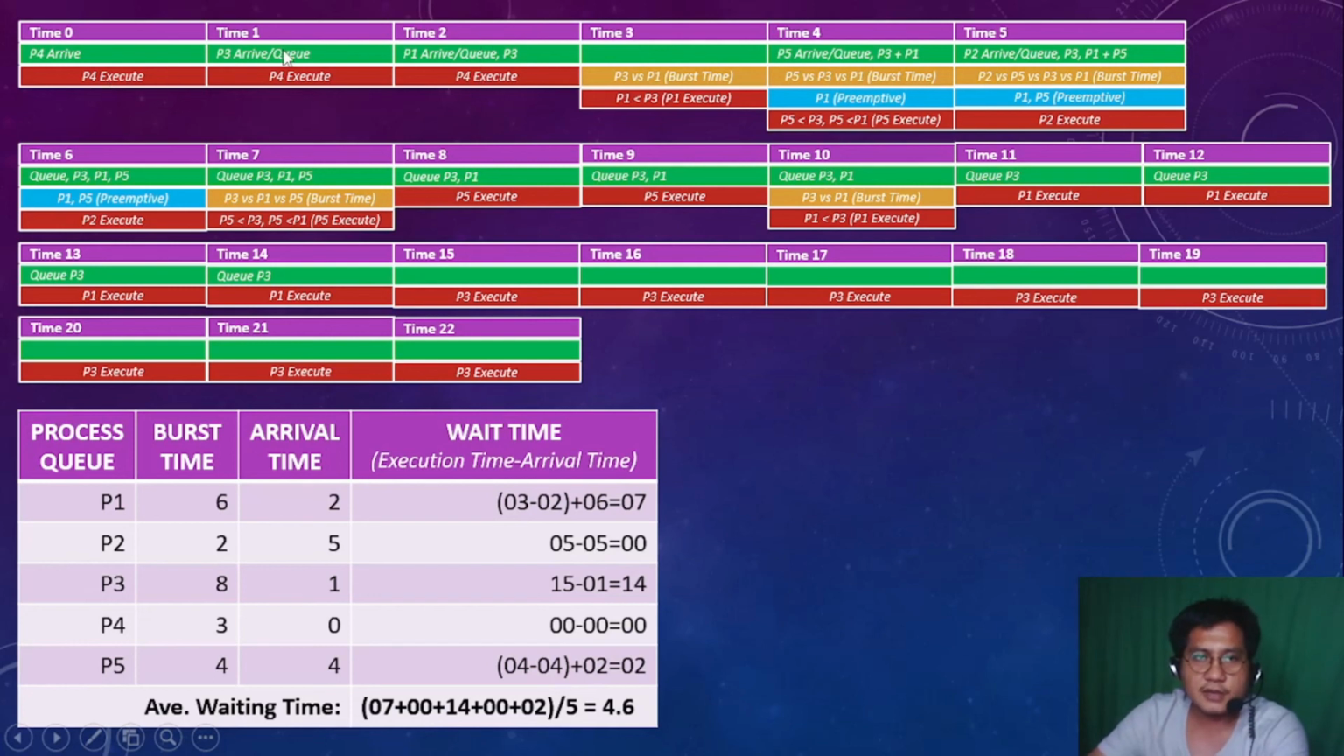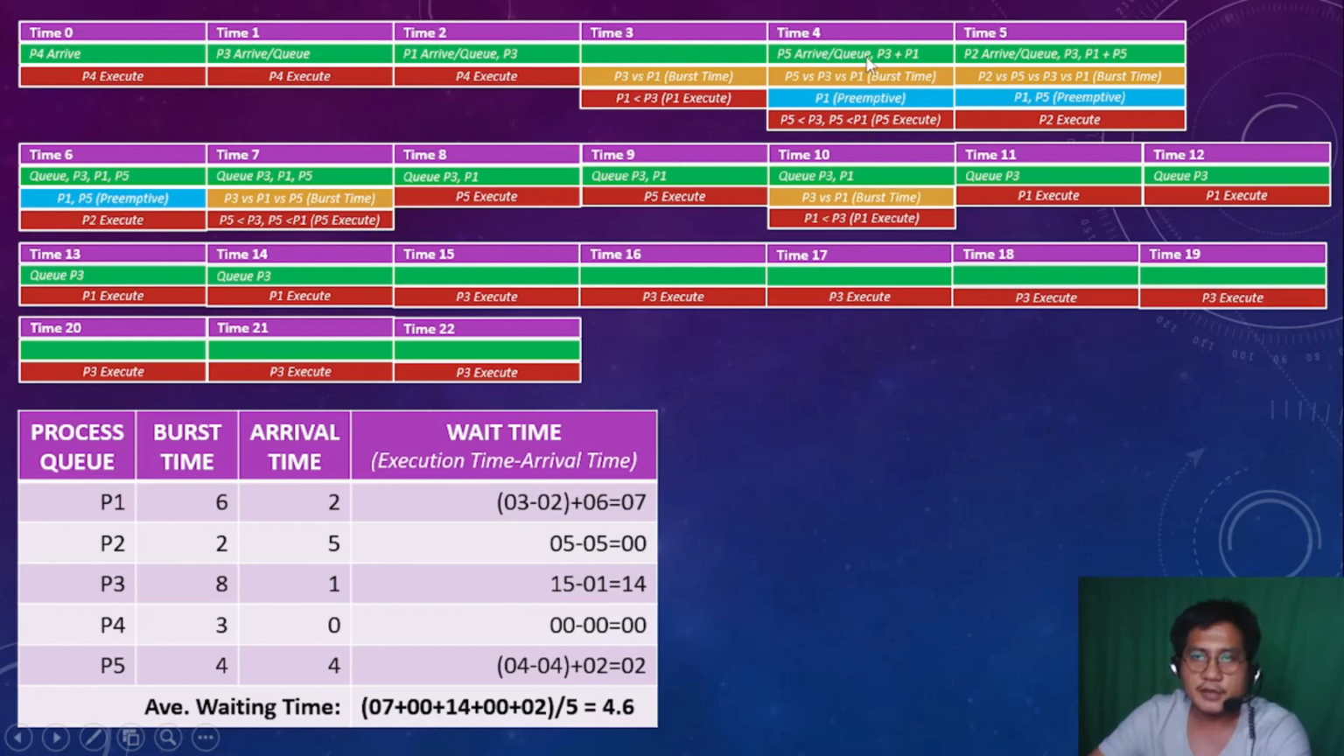And then around time 1 and time 2, two processes arrive at the queue. We have P3 and P1. And then at time 3, just like the previous Gantt chart, we will compare the burst time of P3 versus the burst time of P1. In this case, P1 will win the central processing unit because P1 has a burst time of 6 compared to P3 that has a burst time of 8. Now P1 will start its execution at time 3, but then around time 4, another process has arrived, which is P5, process 5.